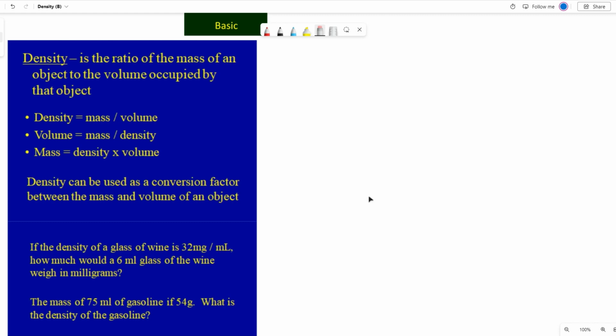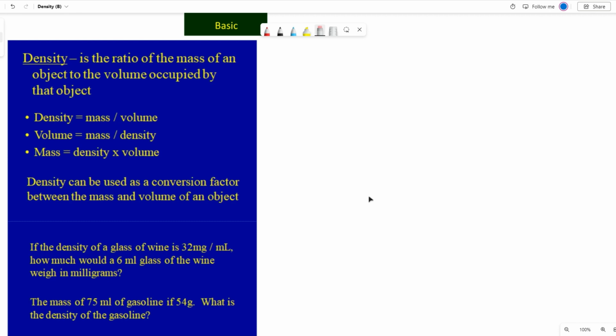Hello, fellow chemists, and in this video we're going to take a look at the basic concepts of density and then solve several density problems. This is listed as a basic video because there's really no background information that you need to understand to be able to solve any of the problems that we do in today's lesson. So let's get started.